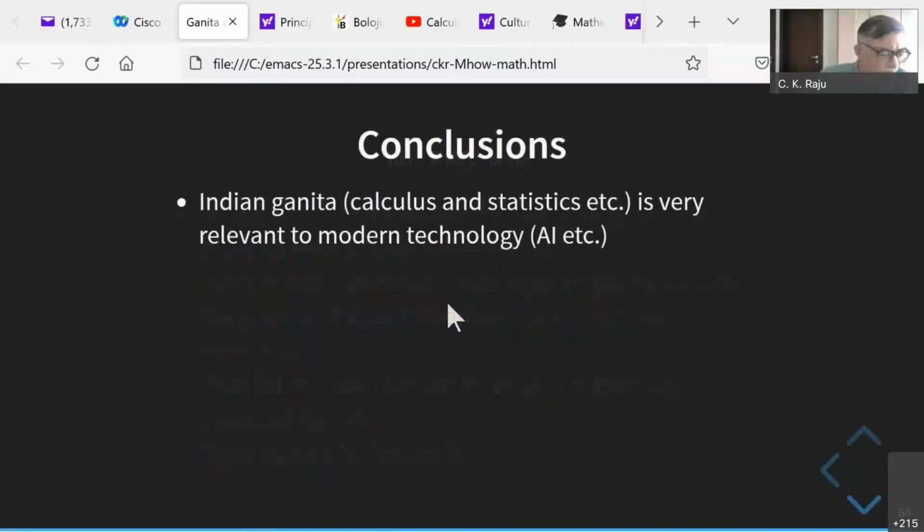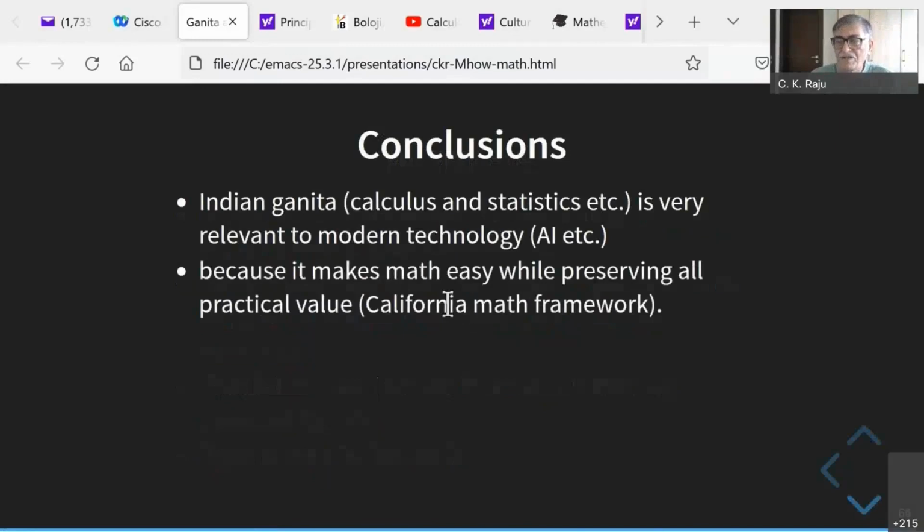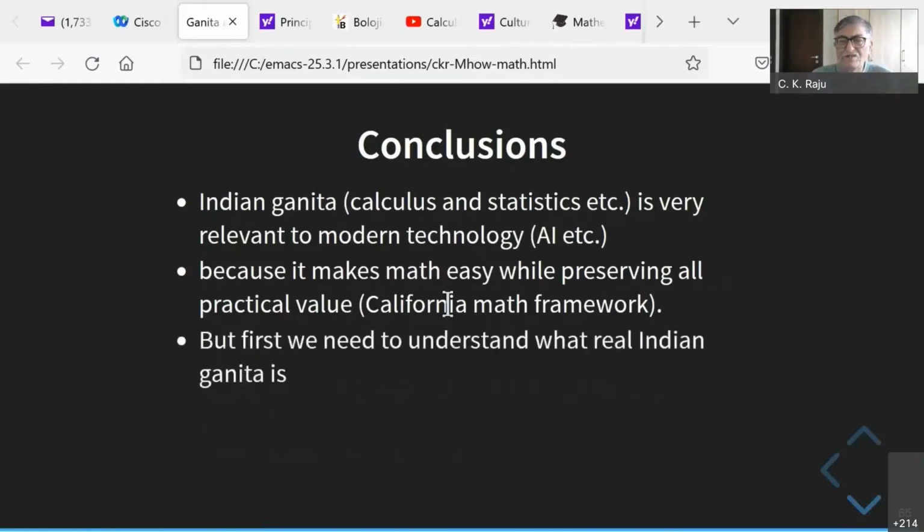And my conclusions then are simply this, that Indian Ganit is very relevant to modern technology, but I can't talk about the whole thing. I gave you just a simple example of Indian arithmetic. So Indian Ganit makes math easy while preserving all practical value. You want to send rockets and so forth, that's the right thing to use.